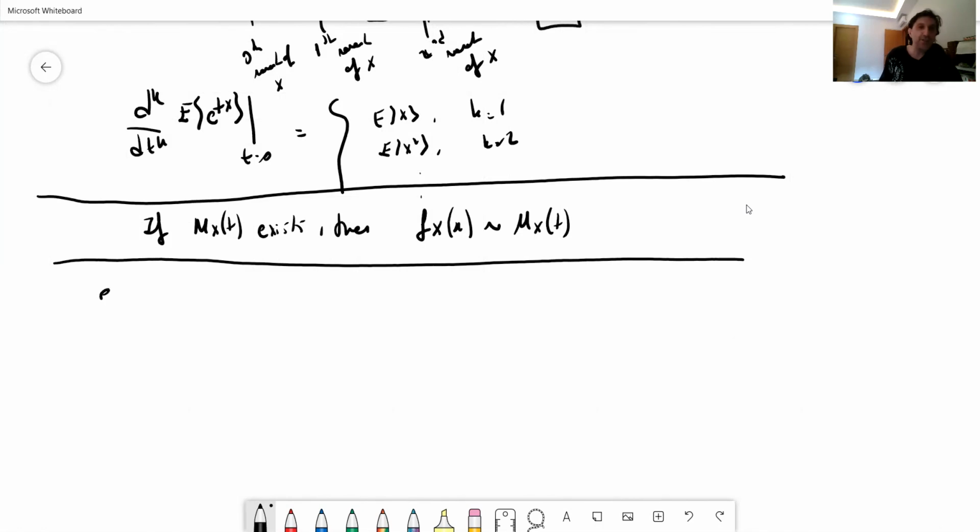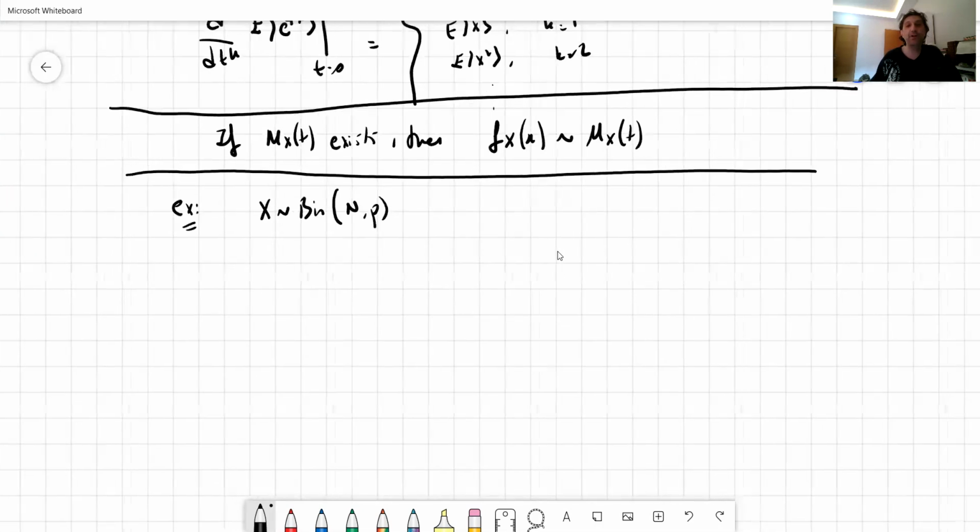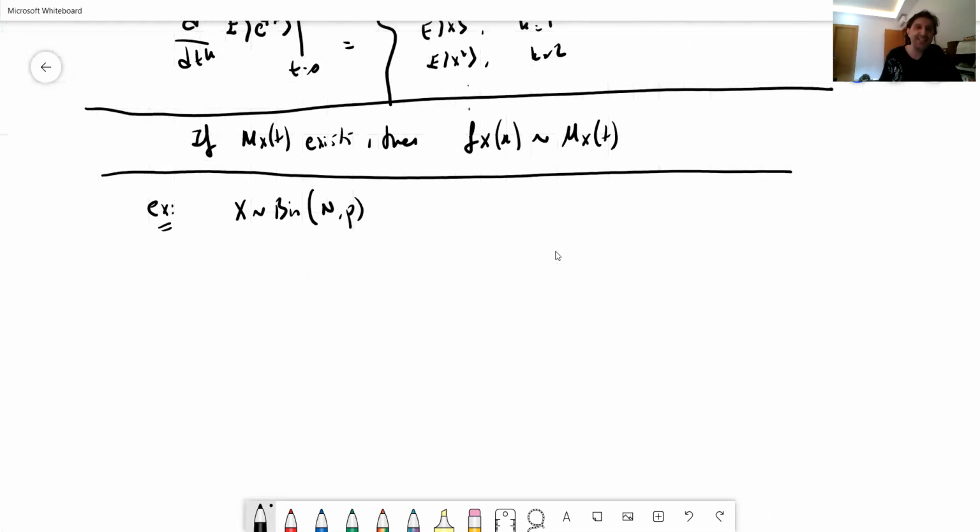Anyway, let me try to solve a couple of examples here. First of all, a binomial distribution. For instance, let's say that x is binomial distributed with n number of trials, and p is the probability of success. In this case, I would like to determine the moment generating function of that random variable. So what is M_x(t)? Actually, the idea is very simple.